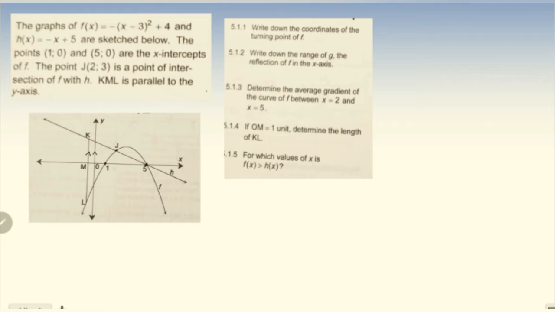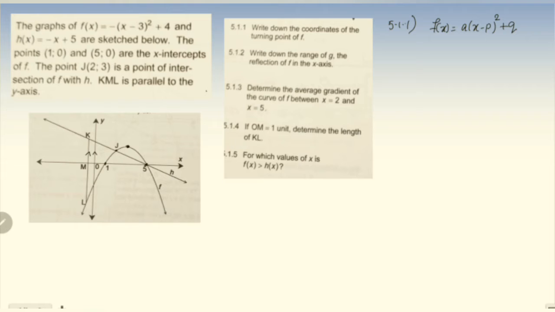5.1.1. Write down the coordinates of turning point of parabola. So we have to find the turning point. How do you find? Here it is very easy because the equation of parabola is given in turning point form. So the turning point form, I will write it here, general one, f of x is equal to a times x minus p whole square plus q. We discussed that one in the previous video. This is the turning point form where p, q is the turning point.